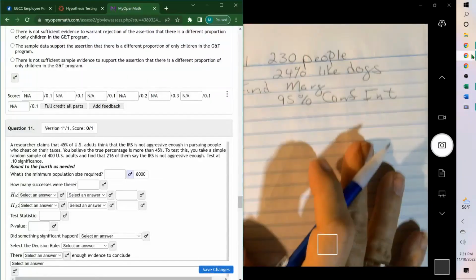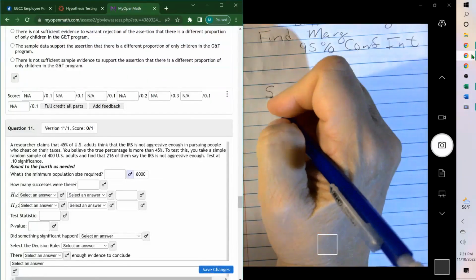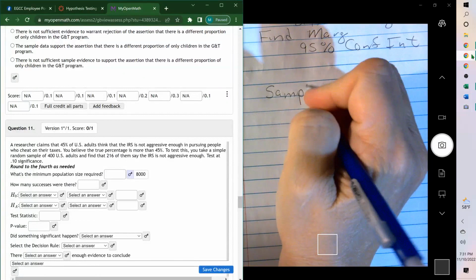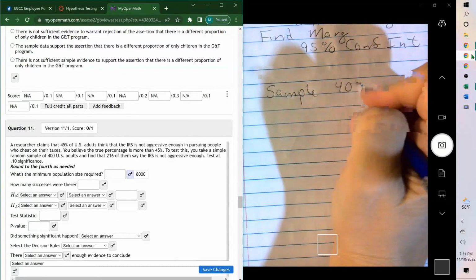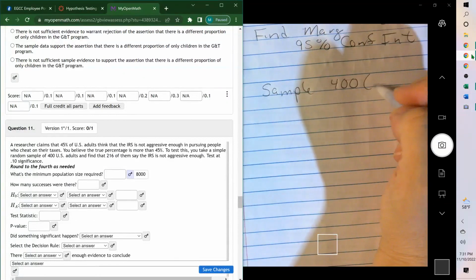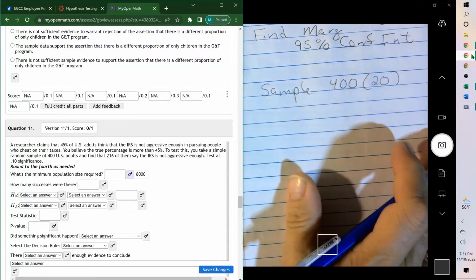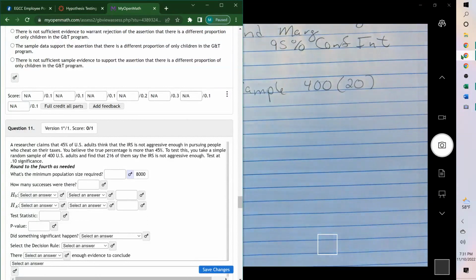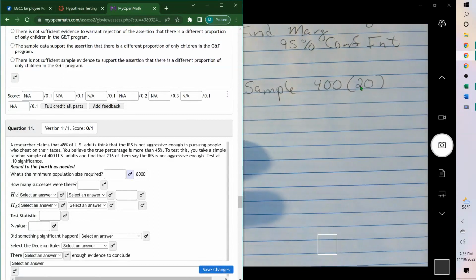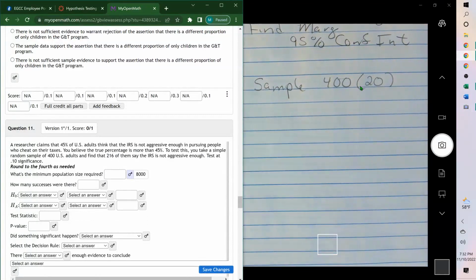So if you have a sample, and your question is 400, right? Yes, it is. Whatever yours is, you just multiply it by 20. Now, some of them only double it, but most of the time it's 20 times it.